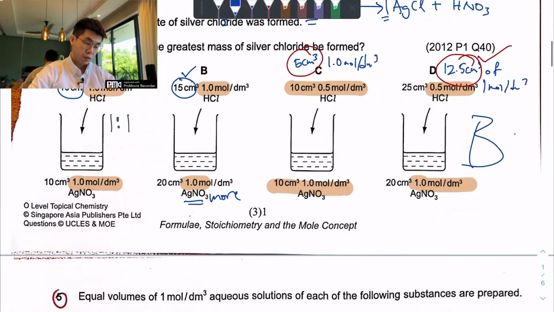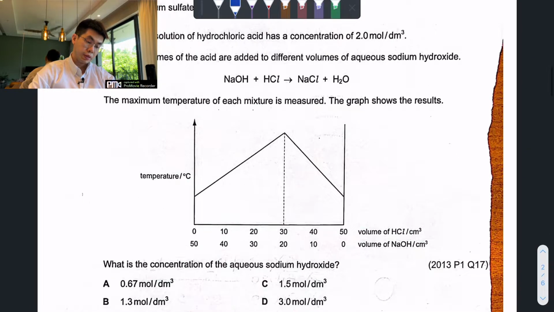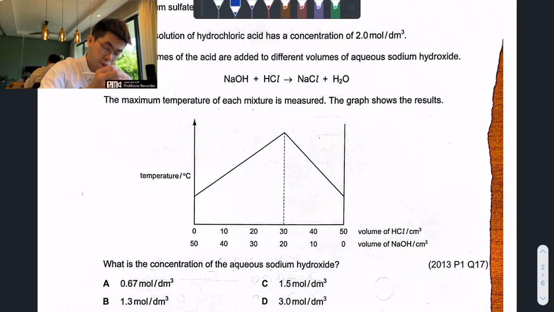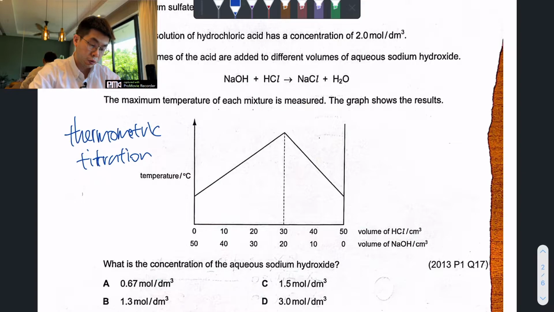Okay? Alright, next one, question number 6. So question number 6, this is an example, please write down in your book, of what we call a thermometric titration. So in a thermometric titration, it's similar to titration, but we're looking at the maximum temperature, and at the maximum temperature, we will have neutralization. Please take this down.